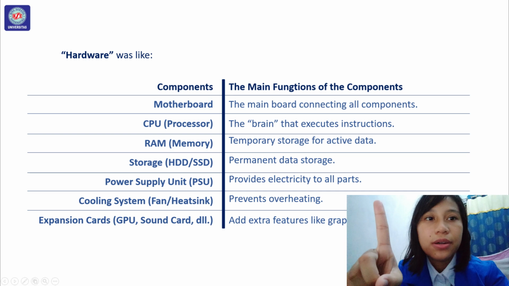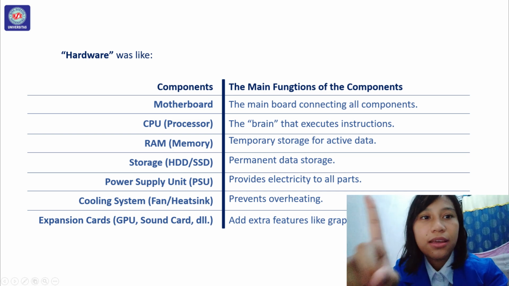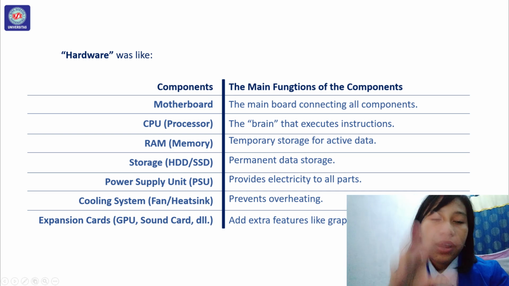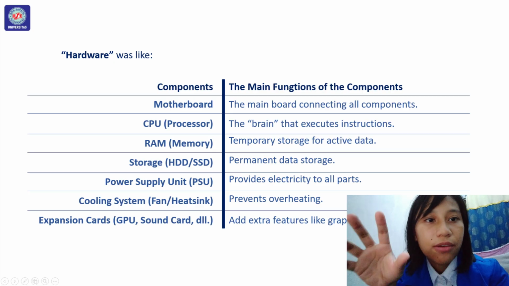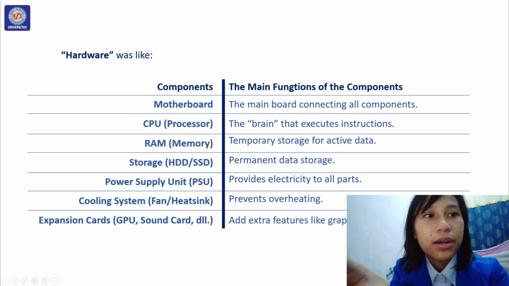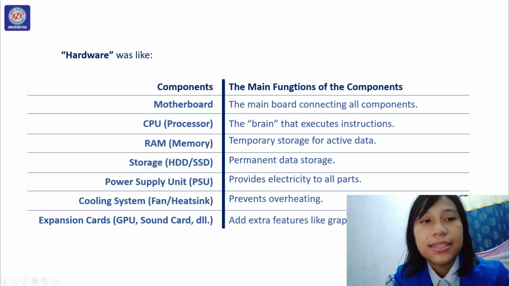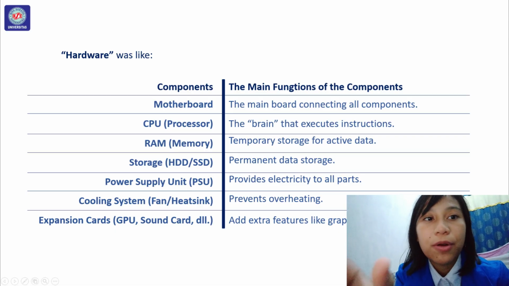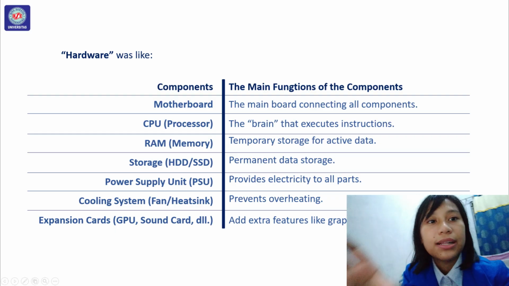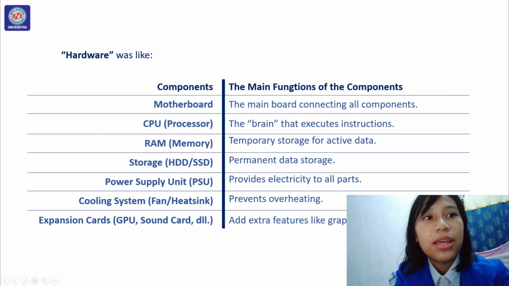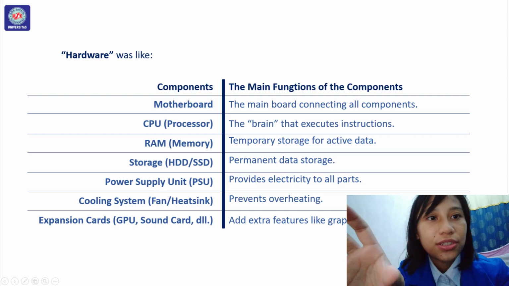First is the motherboard. Its main job is connecting all components. Every component inside the computer needs this part to connect with another component. Next is the CPU, or processor. This part acts like the brain to execute instructions.